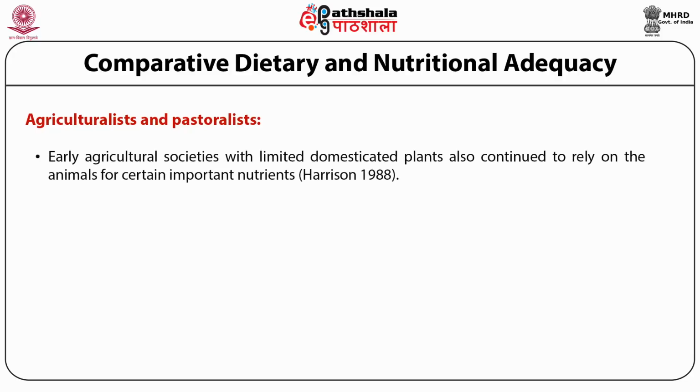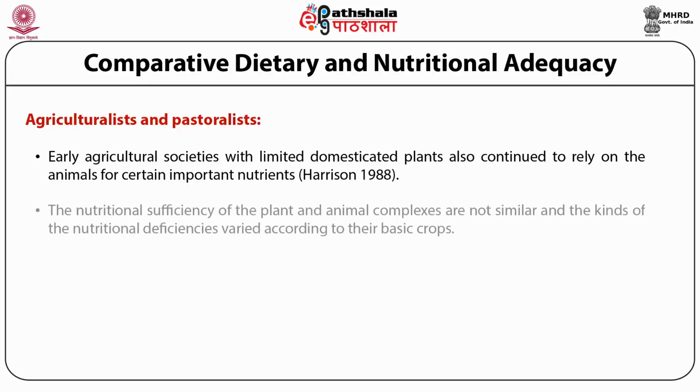Early agricultural societies with limited domesticated plants also continued to rely on animals for certain important nutrients. Only these populations developed large enough to support the large villages, craft specialization, and the beginning of urbanization and civilization. The nutritional sufficiency of the plant and animal complexes is not similar, and the kinds of nutritional deficiency varied according to the basic crops.